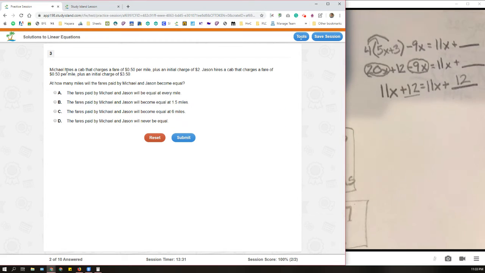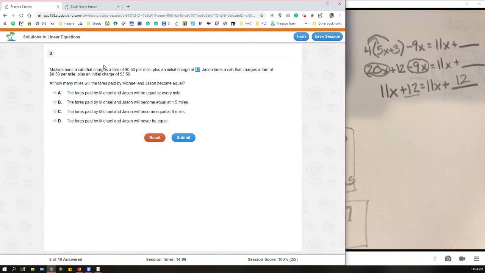All right. Michael hires a cab that charges a fare of 50 cents per mile plus an initial charge of $2. Jason hires a cab that charges a fare of 50 cents per mile plus an initial charge of $3.50. At how many miles will the fares paid by Michael and Jason become equal? This is asking us to set up a problem, but it shouldn't make any sense right off the bat. Don't they pay the same number of cents per mile? Yeah, they both pay 50 cents per mile. But Michael's initial charge was $2 and Jason's initial charge was $3.50.